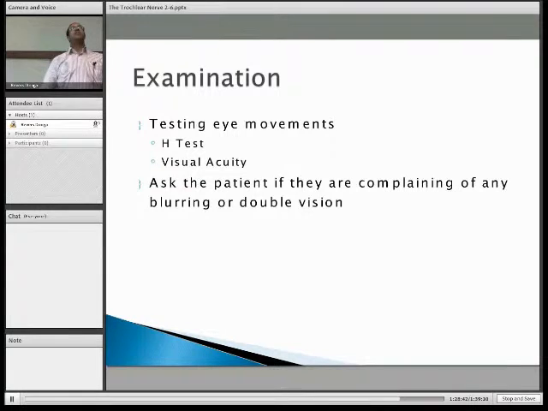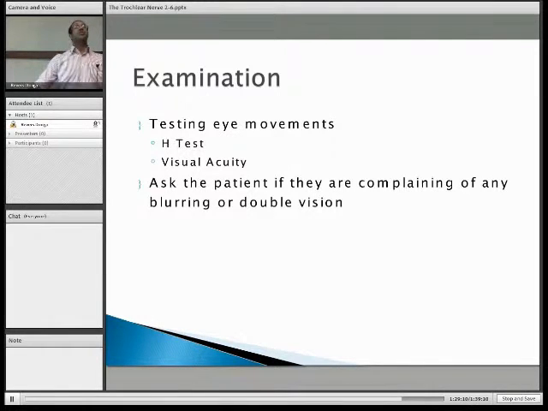Now you examine the trochlear nerve along with the abducens and the oculomotor nerve when you test for the eye function. So that's when you do the H test, so when you get the patient to follow the tip of your finger or the tip of a pen. And also you test it when you do the visual acuity test. This can be done using a Snellen chart, which is a chart with all the letters of the opticians, but more commonly done with reading a newspaper or a book because it's one of the muscles used in reading.